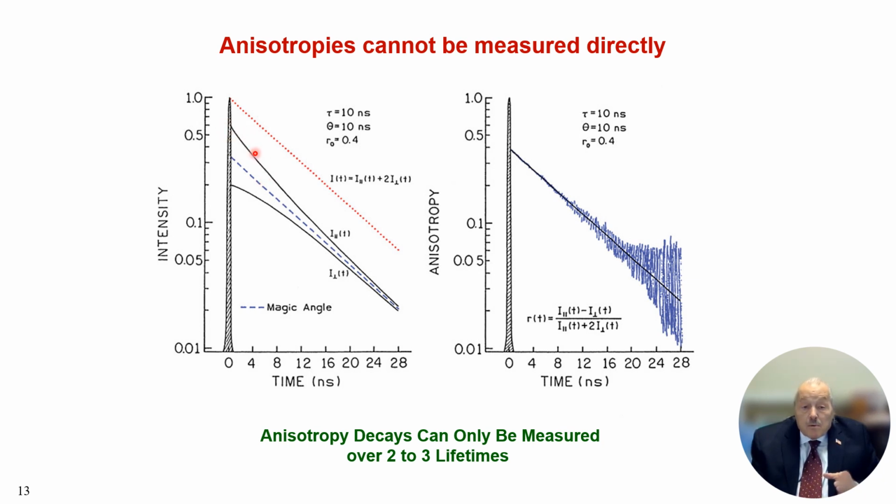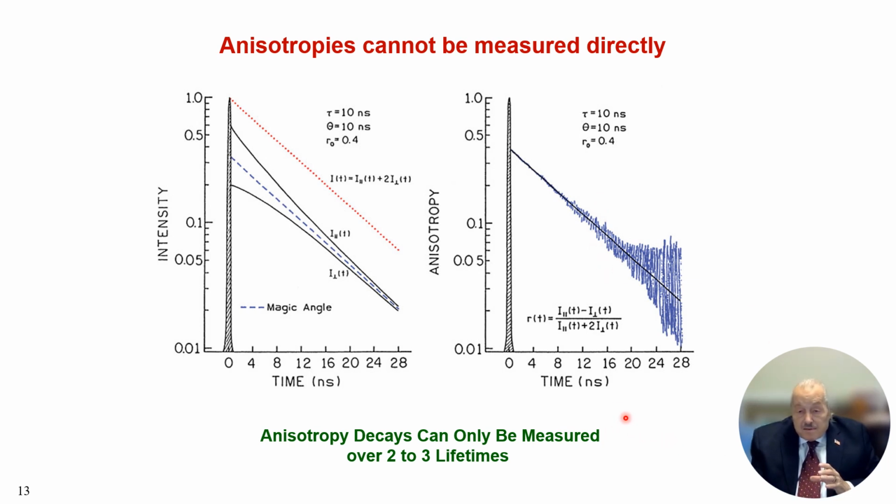Well, let's look at the parallel one. This is the one where you're exciting the sample parallel and you're looking parallel, and you'll notice it starts decaying a little faster than the total decay. So that would be a slightly wrong answer. Conversely, if you're exciting parallel and looking perpendicular, it takes time for the molecules to rotate before you can observe them. So the decay starts out slower here, and it's the difference between these two decays, which is the actual anisotropy decay, which we've shown over on this side.